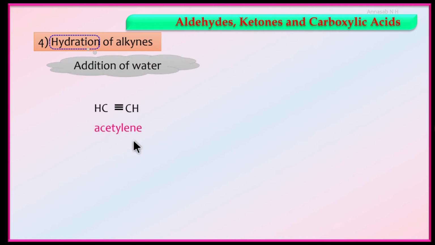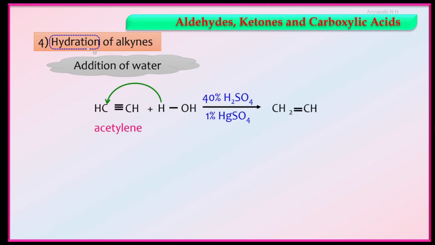So we have acetylene or ethine, CH triple bond CH, which is treated with water in presence of 40% of H2SO4 and 1% of HgSO4. Water is written in this form, HOH. You can write H2O also. So we are adding hydrogen and hydroxyl groups to alkyne.